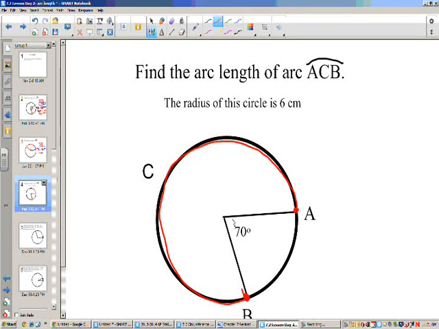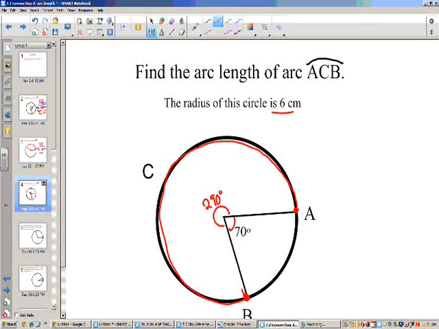Now we know this part of the circle is 70. To find the angle out here, we take 360 minus 70. So this angle is 290 degrees, because these both have to add up to 360. All right, now we do everything else the same.